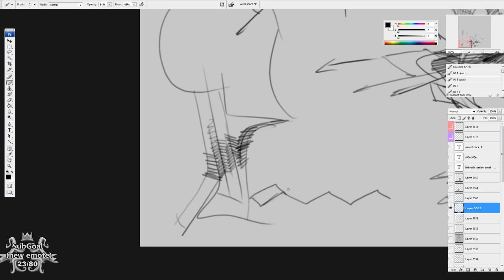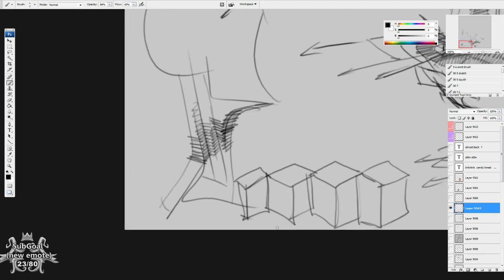Side, front, square, volume, including transitions. Yeah.